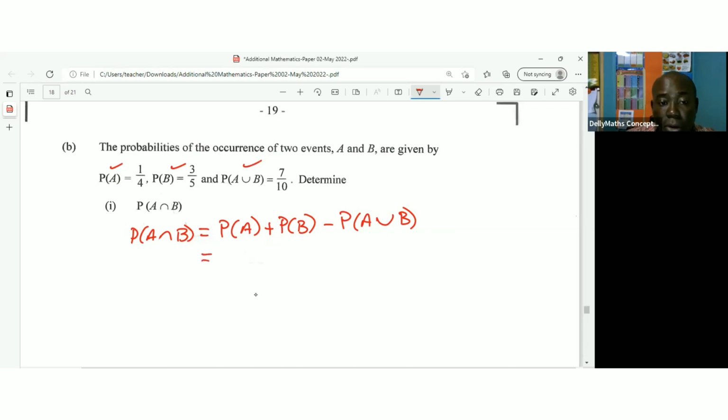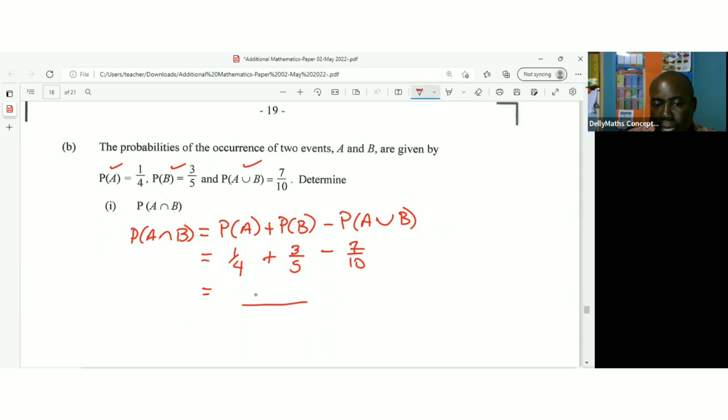What are we talking? We're talking about the probability of A is 1/4 plus the probability of B, which is 3/5. And we want to subtract the probability of A union B, which is 7/10. So at this stage, we're adding and subtracting fractions. We could just quickly go ahead and put it together.